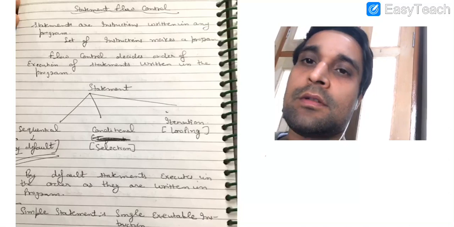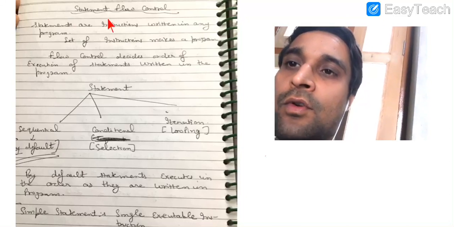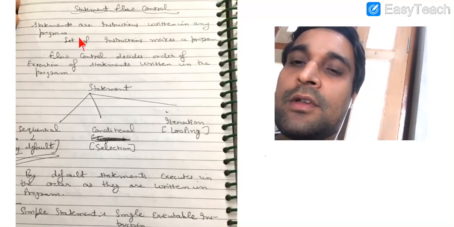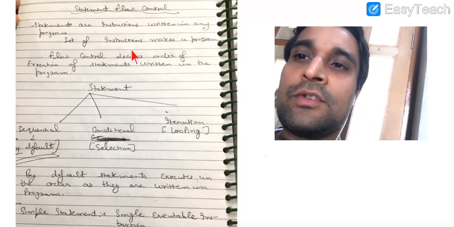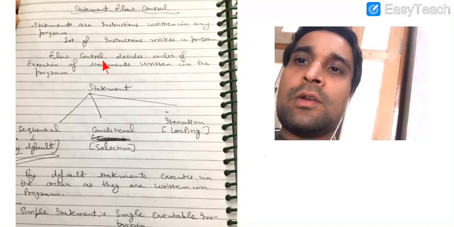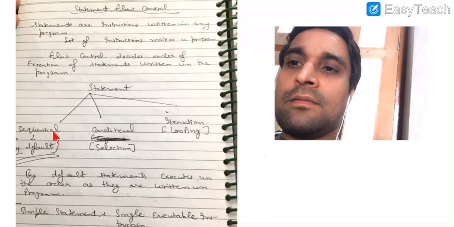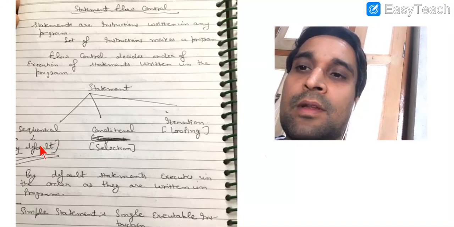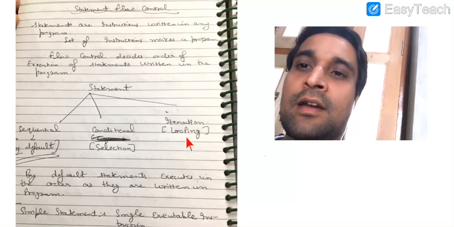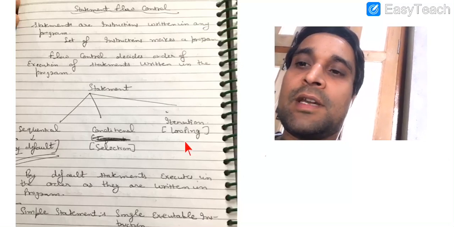Now we are going to discuss our last topic of chapter number 1, that is statement flow control. Statements are the instructions which are written in any programming language, and a set of instructions makes up a program. Flow control decides the order of execution of the statements written in your program. By default the statements are sequential. It means they will execute in the order as they are written in the program. We can also use conditional statements and iteration statements. Conditional statements are also known as selection statements, and iteration statements are also known as looping statements or repeating statements.